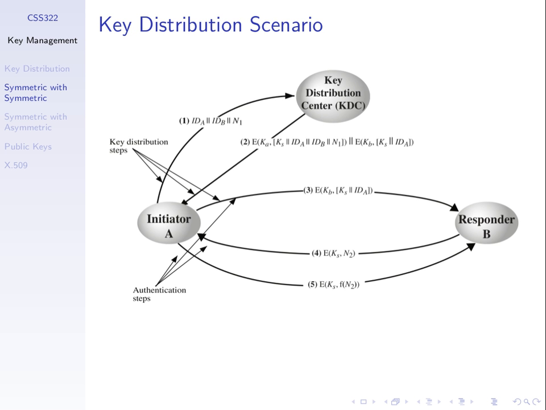The last two steps are to prevent someone intercepting and replaying a message. So B sends some random value, some nonce value, encrypted with the session key. A decrypts with the session key and sends a function of that nonce value, for example, increment by 1. When B receives this and decrypts and sees that the nonce value they received is incremented by 1, they know that the person they're communicating with is A, because only A could have decrypted this value, because only A has the session key.